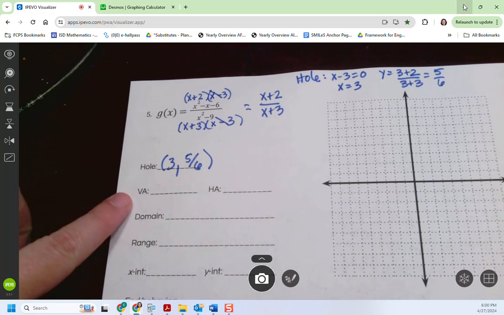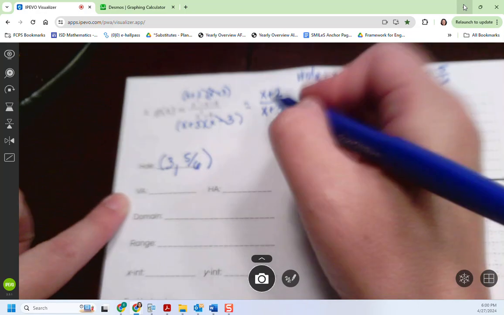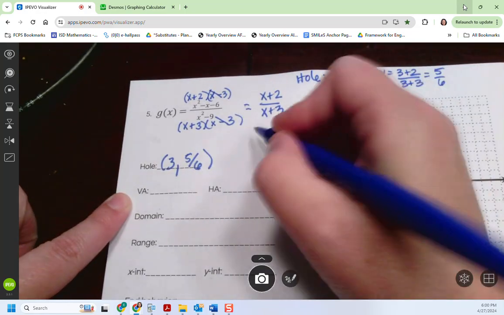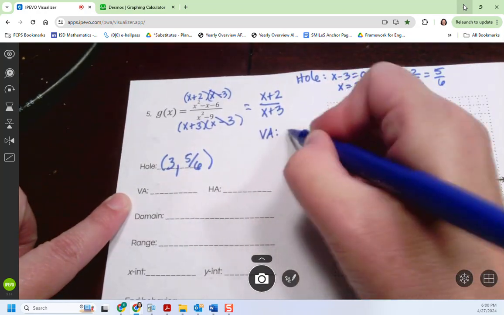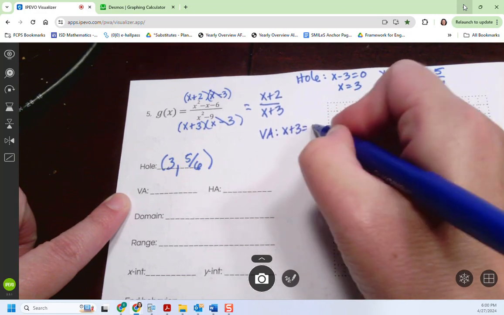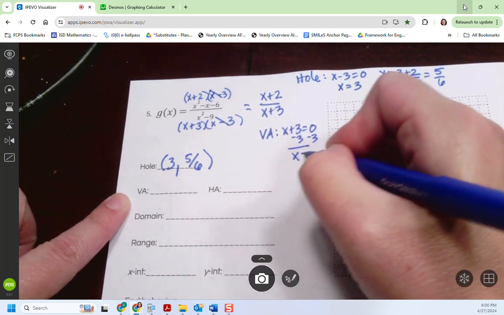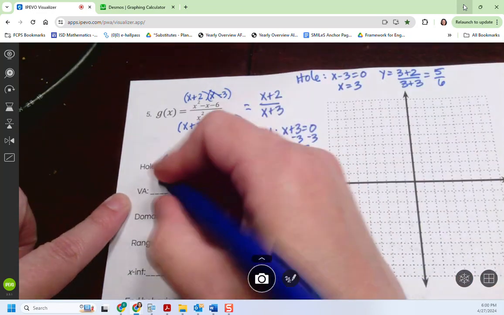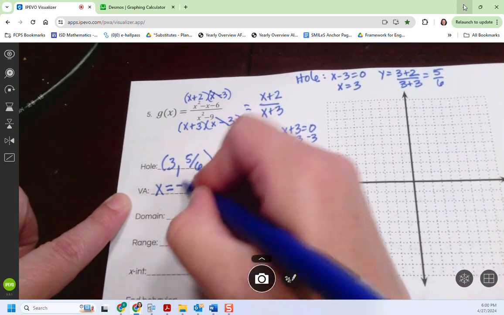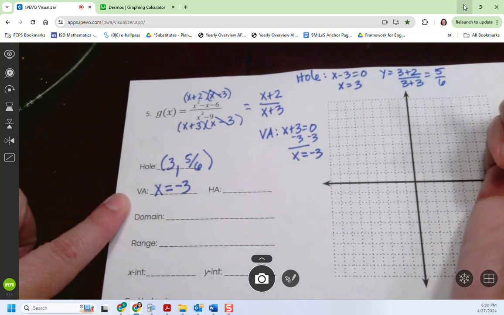Your vertical asymptote is what makes the remaining denominator equal 0. So for my vertical asymptote, I'm going to write x plus 3 equals 0, subtract the 3, and get x equals -3. Remember, you have to write the equation x equals -3, not just -3.